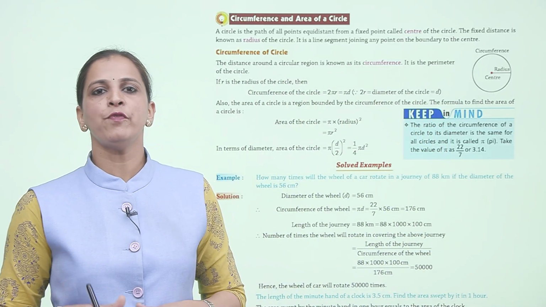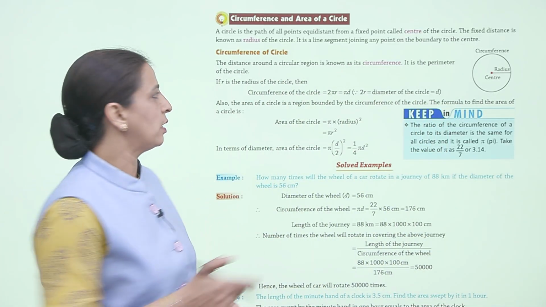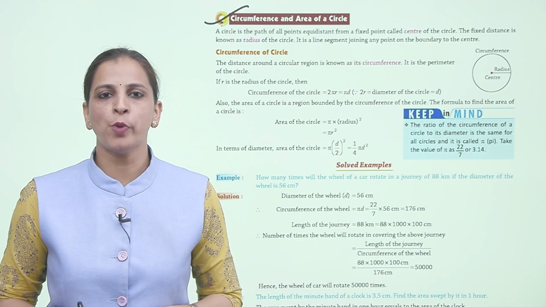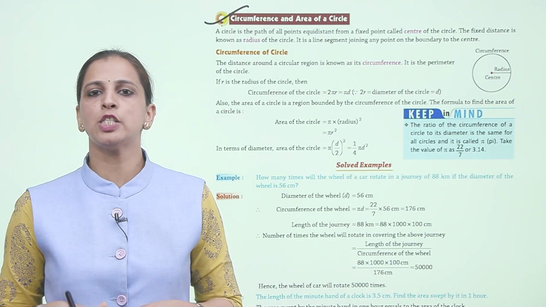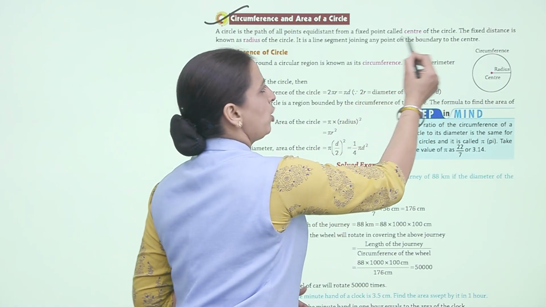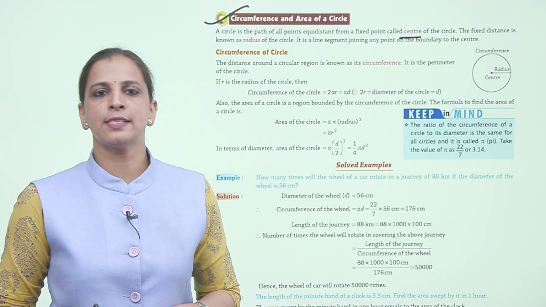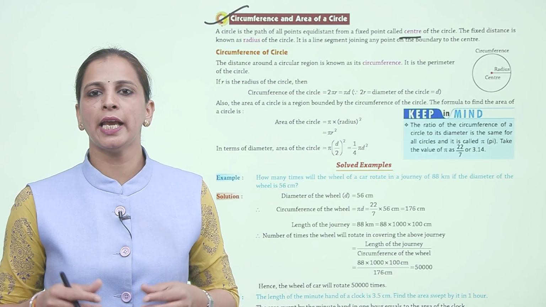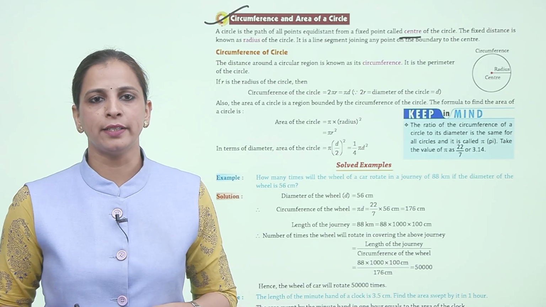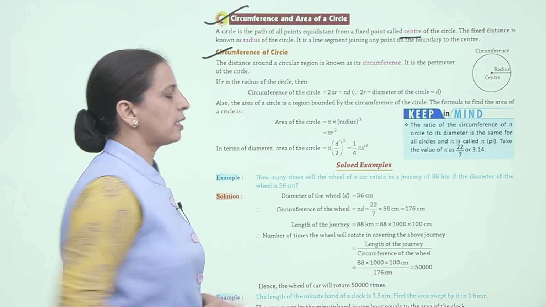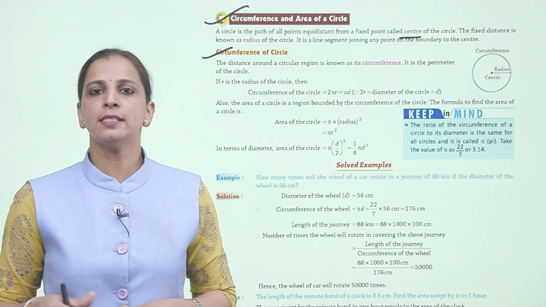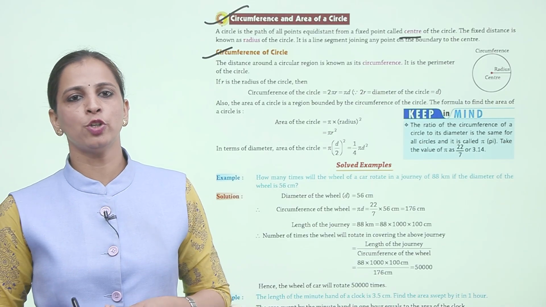Now next is circumference and area of a circle. A circle is the path of all points equidistant from a fixed point called center of the circle. The fixed distance is known as radius of the circle. It is a line segment joining any point on the boundary to the center. Now circumference of the circle. The distance around a circular region is known as its circumference. It is the perimeter of the circle.